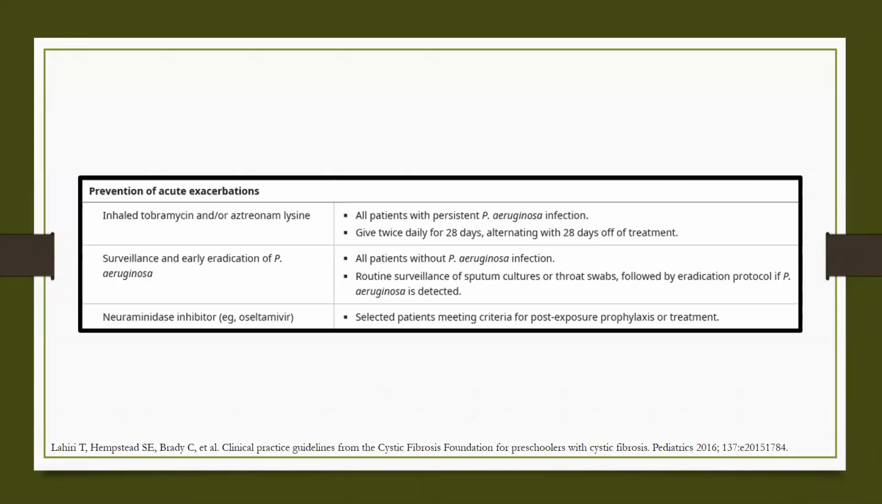So to prevent acute exacerbation, this is for all patients with persistent infection. But you also do it, sorry, when people have not grown it yet, but depending on their FEV1, you would still do it. And so 28 days on, 28 days off. What else is there? I think we talked about the rest of the stuff on the slide.